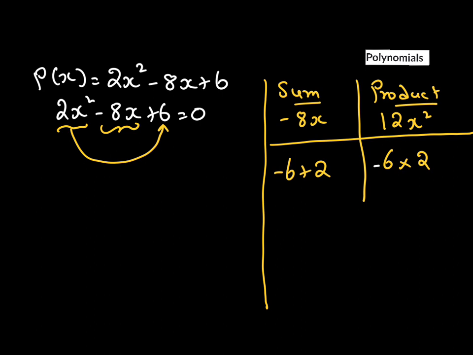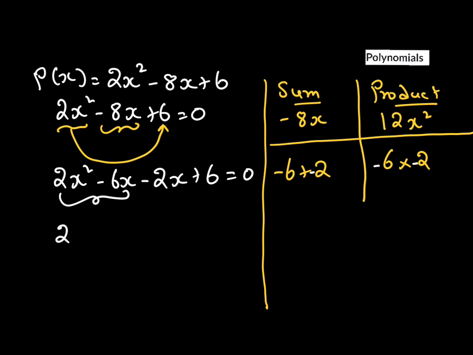So both need to be negative. So we have 2x squared. Negative 8x can be split as negative 6x, negative 2x, plus 6. And the whole equation is 0. Now if we take the common factors of this, the common factor of 2 and 6 is 2, and the common factor of x squared and x is x. So what's left in the brackets is going to be x minus 3.